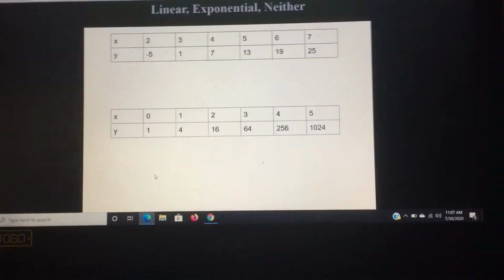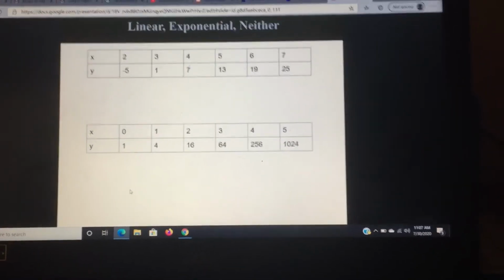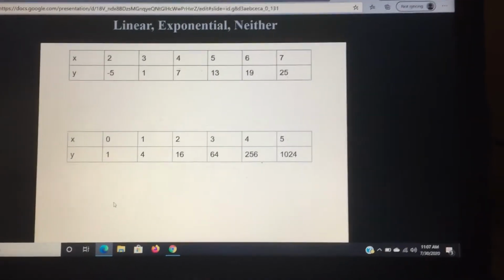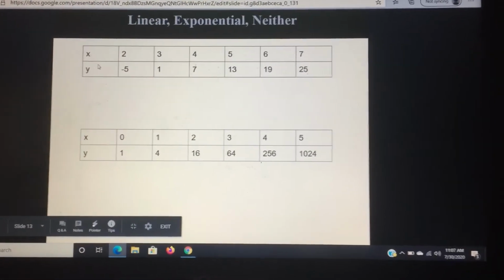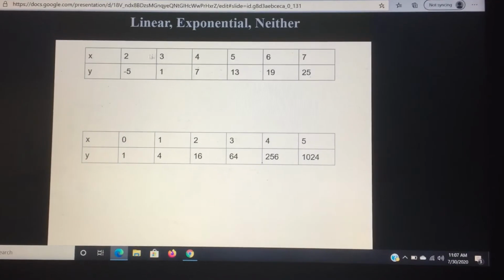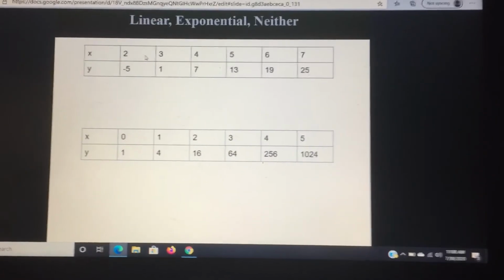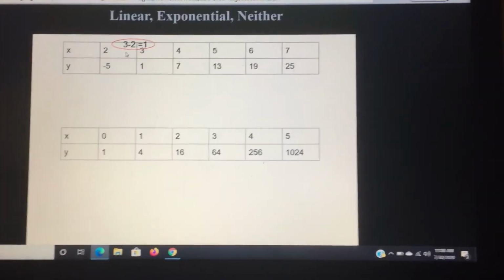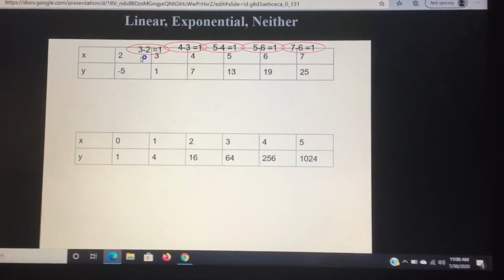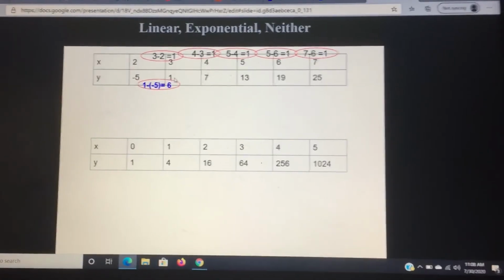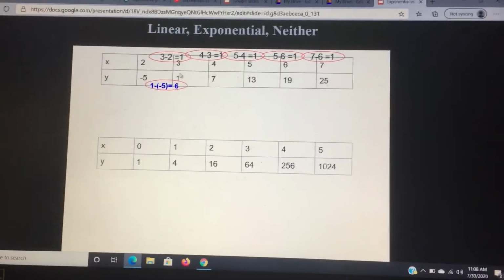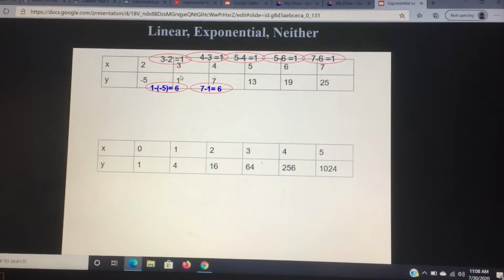So here, let's look at some data that we've been given, and let's analyze it. Is it going to be linear, exponential, or neither? Okay, so for the first one, we look at our x values, and do they increase at a constant rate, at a constant number? Yep. They all increase by 1. And now for our bottom row, we're going to see if the difference also increases at a constant rate. So our y values, yep, they're increasing.